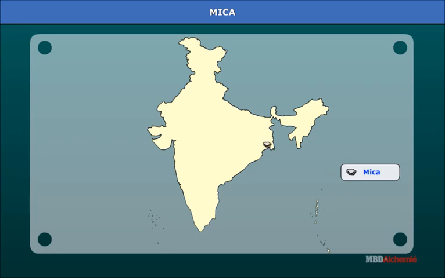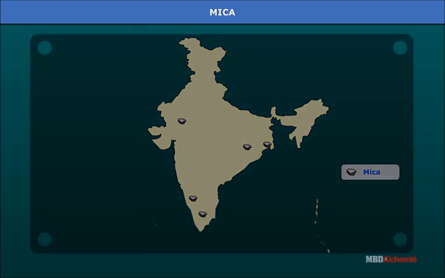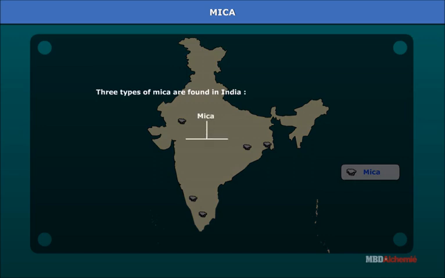Mica production. India is the largest producer of mica, accounting for 60% of mica trade in the world. Average annual production of mica is about 2,000 tons. It is a transparent mineral deposited in layers. Its ability to withstand high temperature along with its transparency makes it ideal for a host of industrial applications. Three types of mica are found in India: white mica, amber mica, black mica.